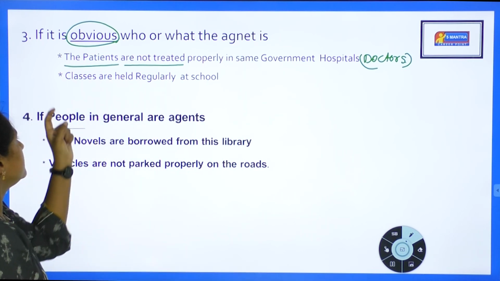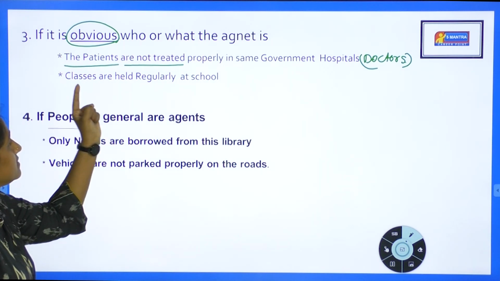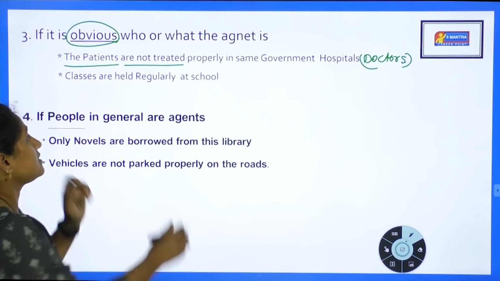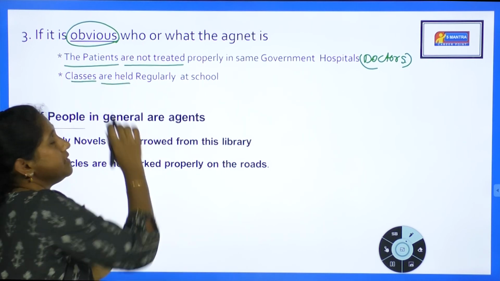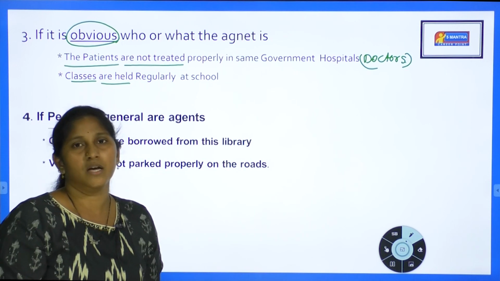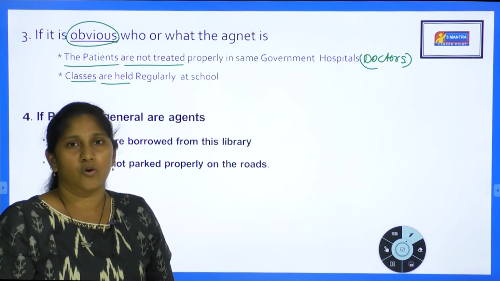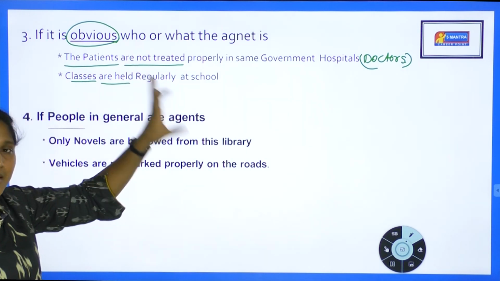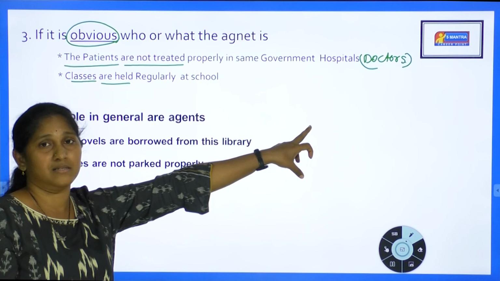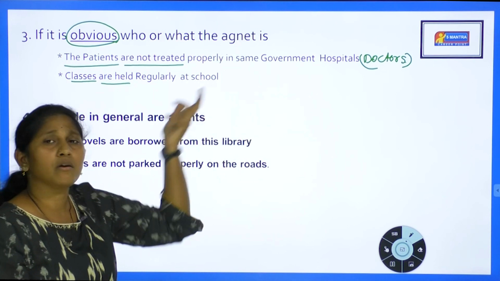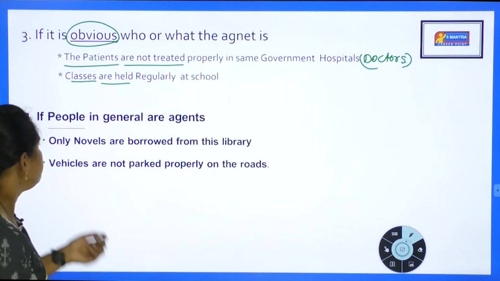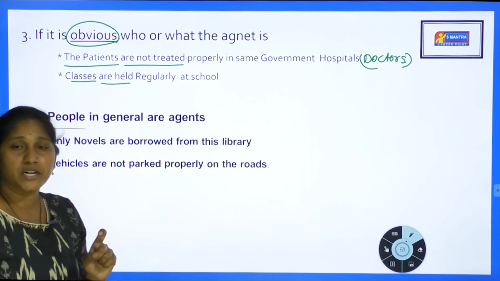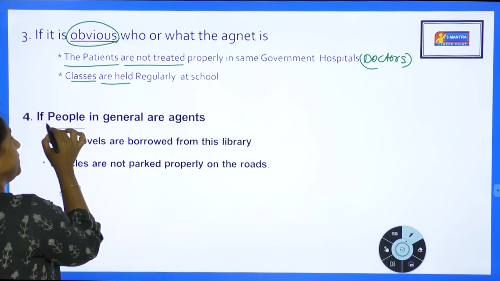Okay. And another situation, classes are held regularly at school. Classes are held by teachers only. So this is also obvious. Obvious means we know very well. In that case, we can use the passive form of sentences without mentioning the doer of the action, the agent of the action. Okay. And in the next case, the people in general are the agents.